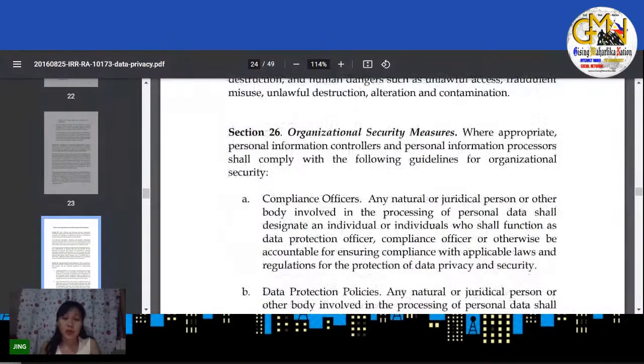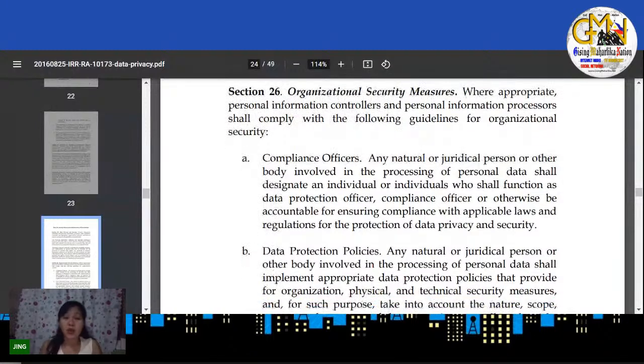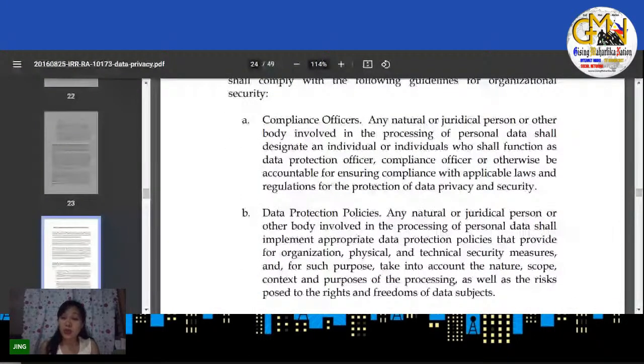Section 26, Organizational Security Measures. Where appropriate, personal information controllers and personal information processors shall comply with the following guidelines for organizational security. A. Compliance officers. Any natural or juridical person or other body involved in the processing of personal data shall designate an individual or individuals who shall function as data protection officer, compliance officer, or otherwise be accountable for ensuring compliance with applicable laws and regulations for the protection of data privacy and security.